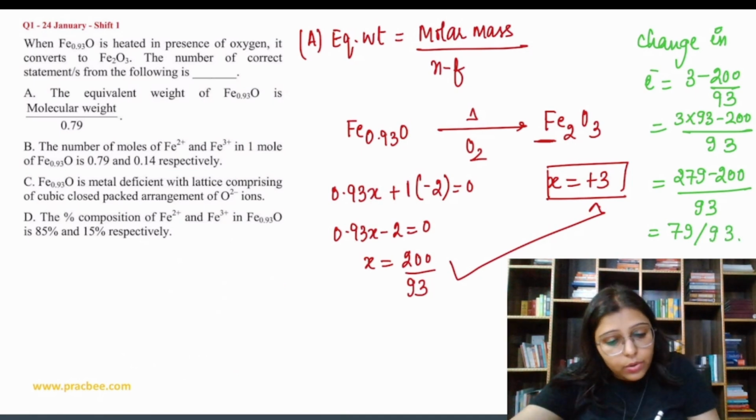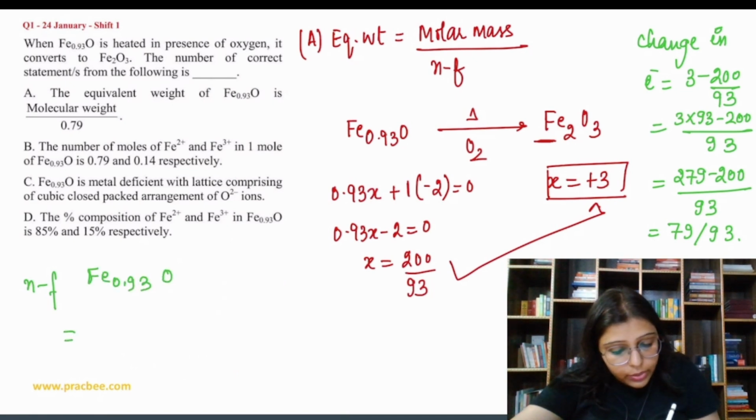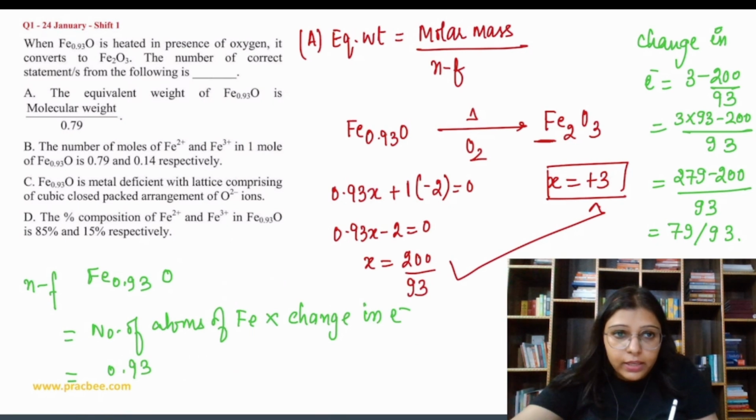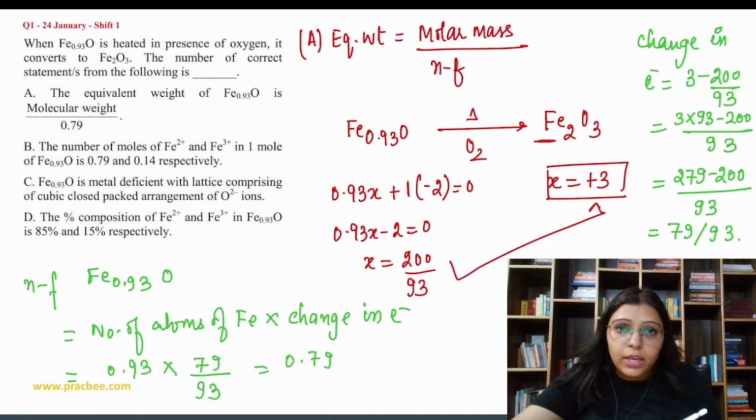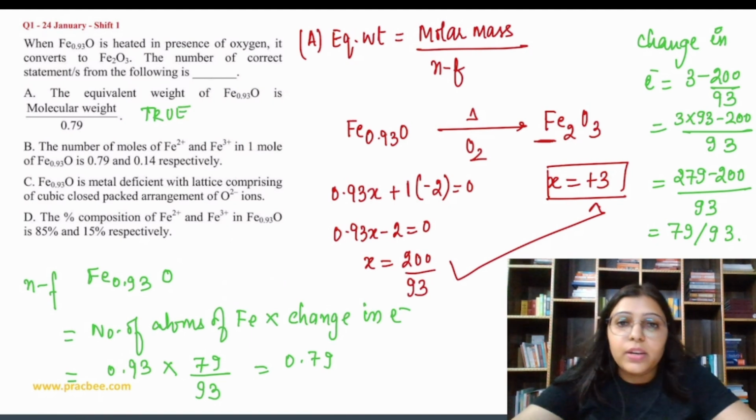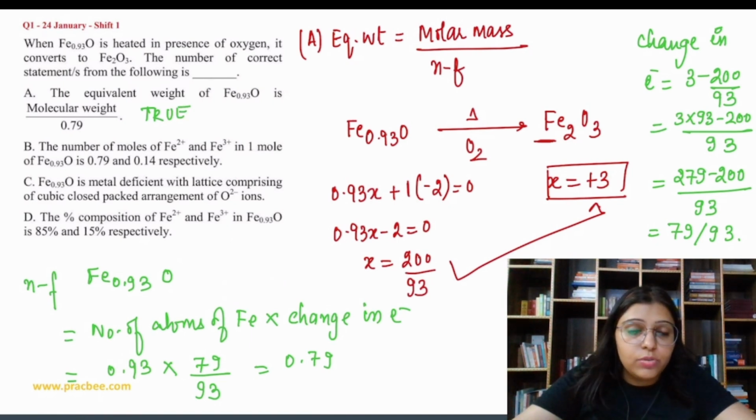Okay. So now n factor of Fe0.93O is equal to number of atoms of iron into change in electron. So number of atoms of iron is equal to 0.93 and change in electron is equal to 79 upon 93. Right? So if you solve this, you get the answer 0.79. ठीक है? It means statement A is correct, because we have n factor equal to 0.79. So equivalent weight is equal to molar mass divided by n factor. So statement A is true.